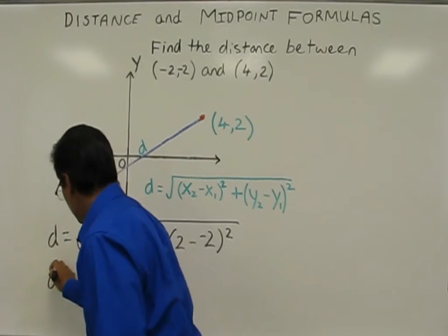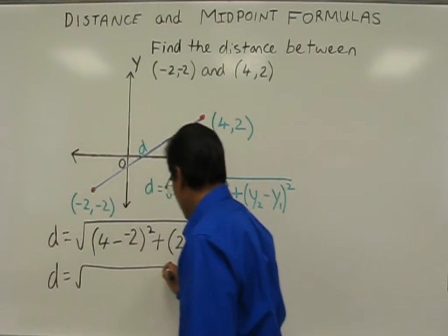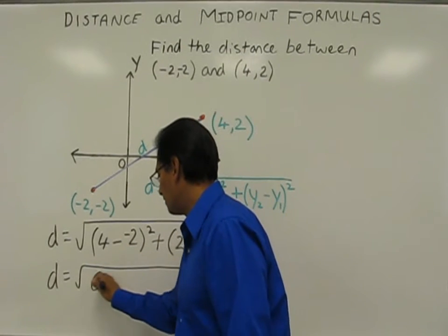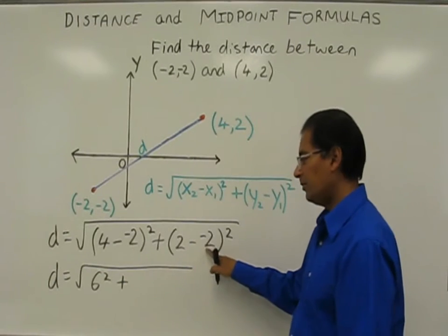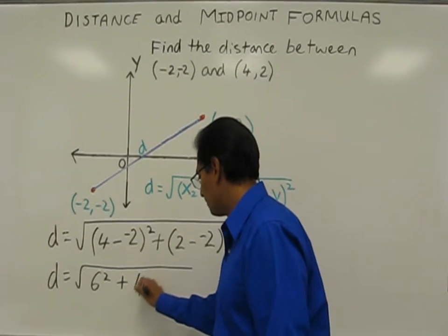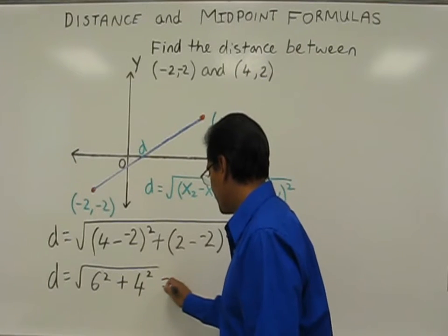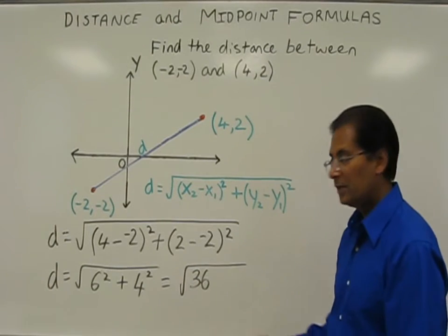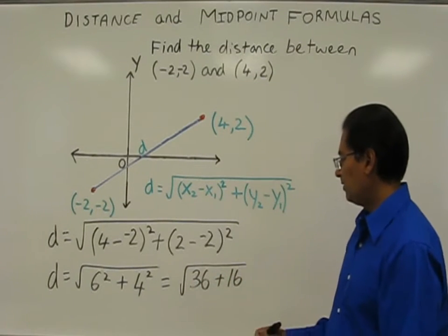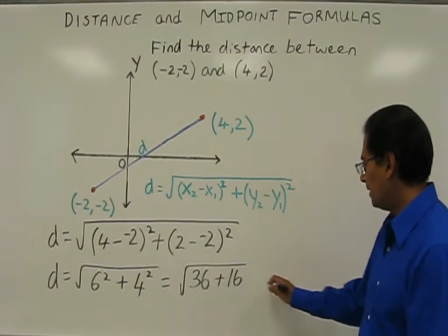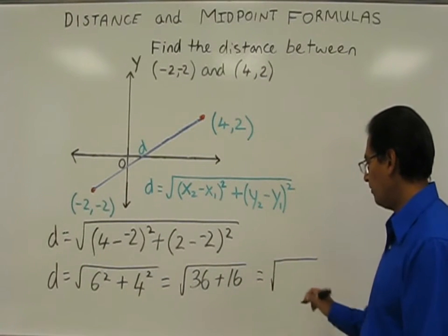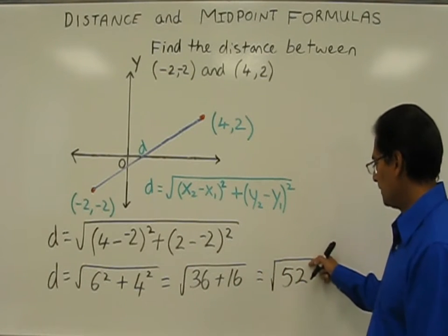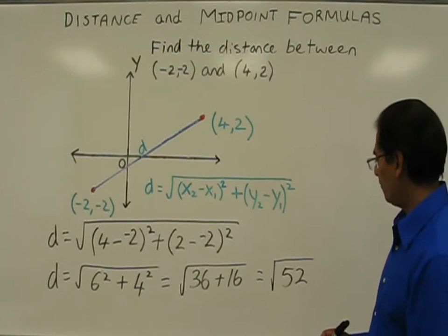We calculate this out, so the distance is equal to 4 plus 2. 4 minus minus 2 is 4 plus 2. That's 6 squared plus 2 plus 2. That's 4 squared. So that's equal to the square root of 36. 6 squared is 36 plus 16. 16 is 4 squared. And if we add them together, we get the square root of 16 plus 36 is 52. Okay, so our distance is the square root of 52.